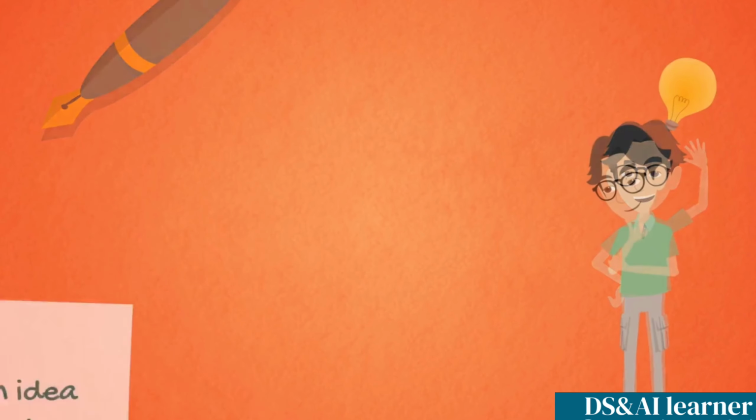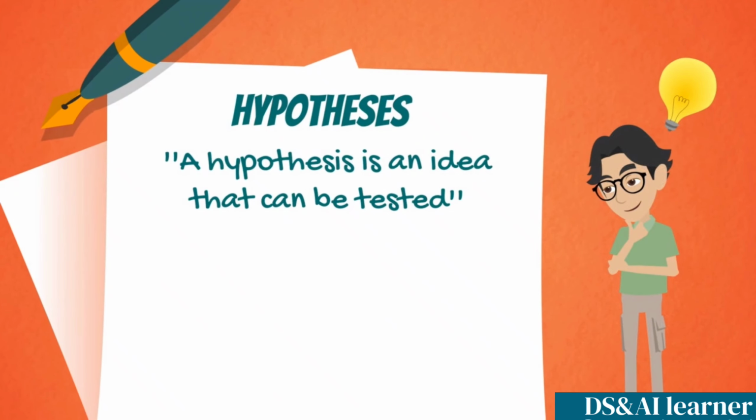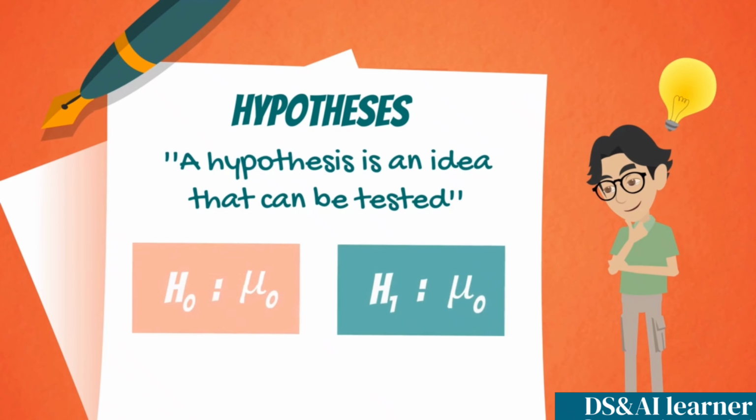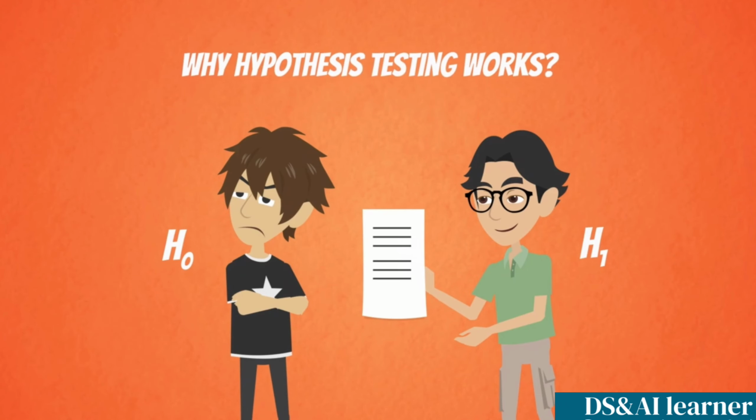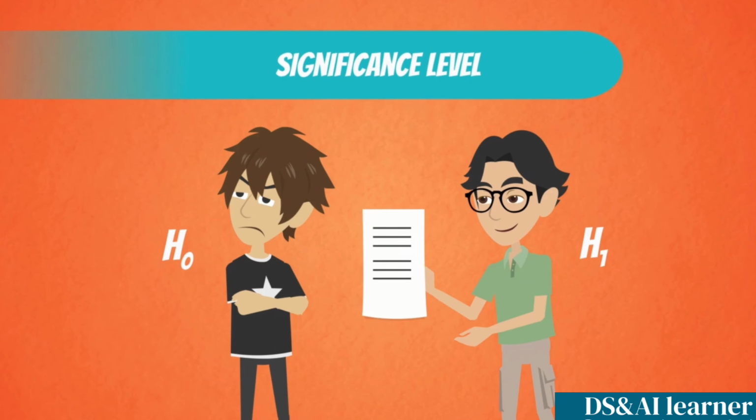Again, you know what a hypothesis is, and you have an idea of how to form the null and alternative hypotheses. By the end of this lesson, we will understand the reason why hypothesis testing works. First, we must define the term significance level.